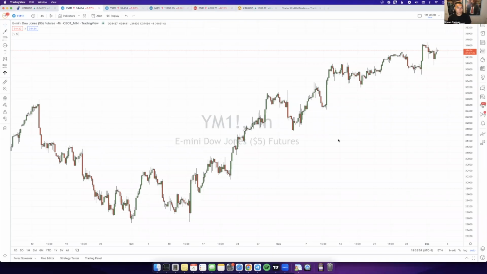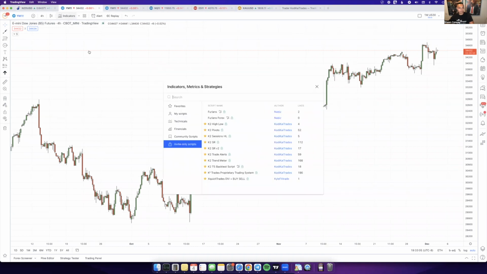Hey guys, in this video, I'm going to be going over the SRV2 indicator. I'm going to show you why it's important, how I use it, and how you can use it to your advantage. So for this indicator right here, you can see that I have a clean chart. I'm going to go ahead and go to indicators, invite only scripts, click on SRV2.